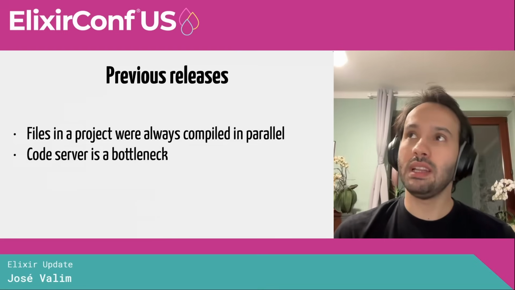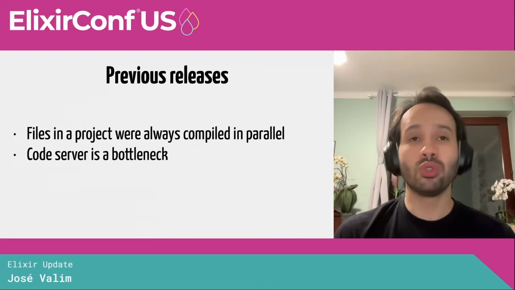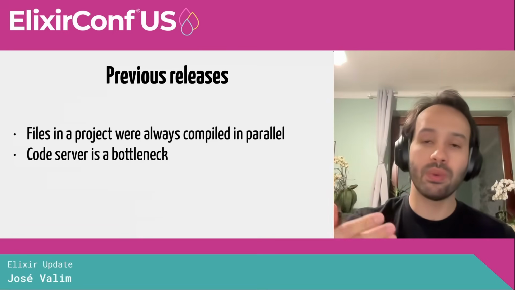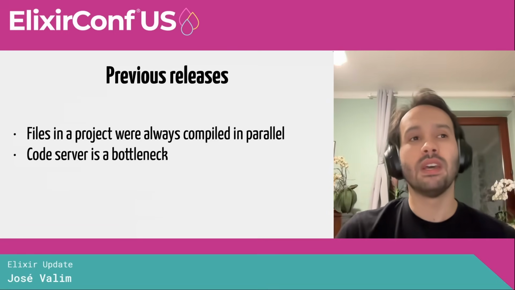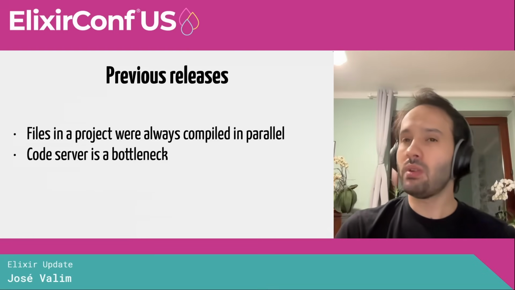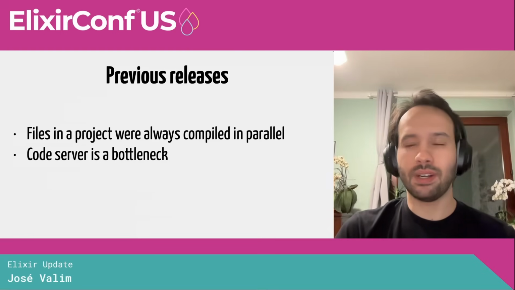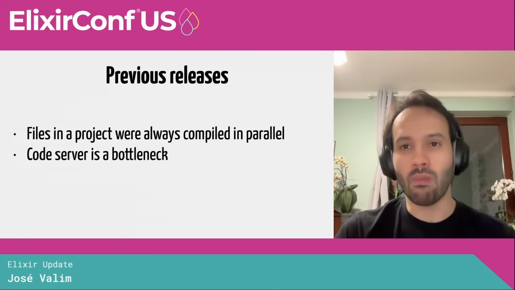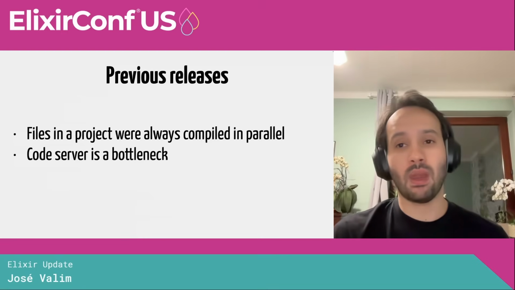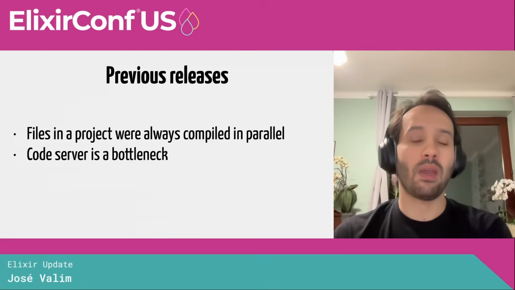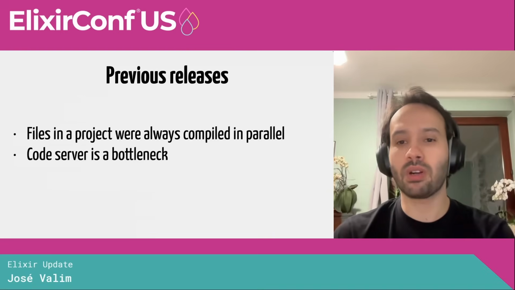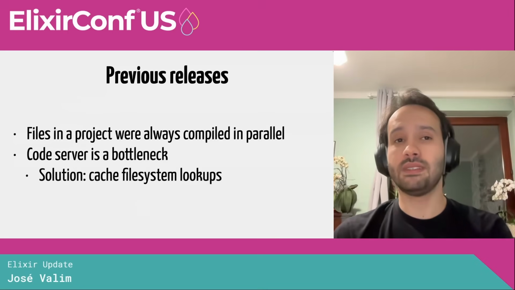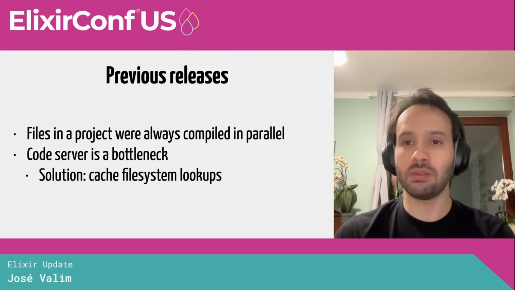And over the last 2, 3 years, we have always been improving compilation times, using a bunch of different techniques. And I think maybe about a year ago, we announced a 30% improvement on compile times, and we achieved that by improving the code server as a bottleneck. We did in particular two things. One is that we started caching file system lookups.